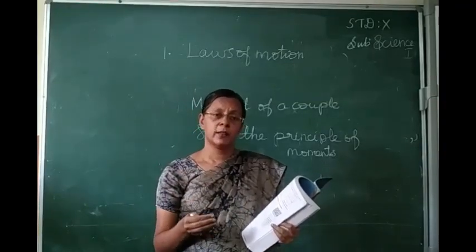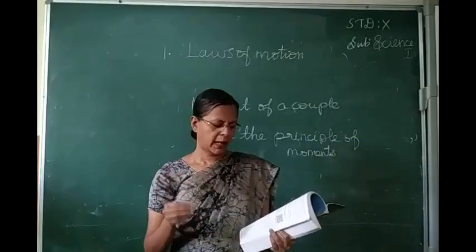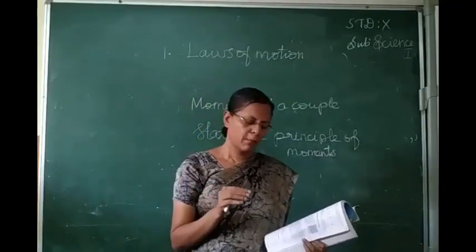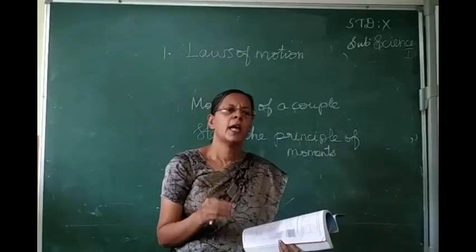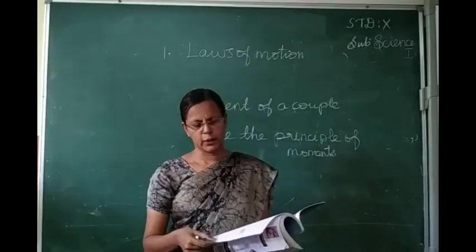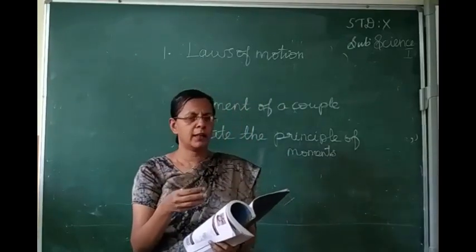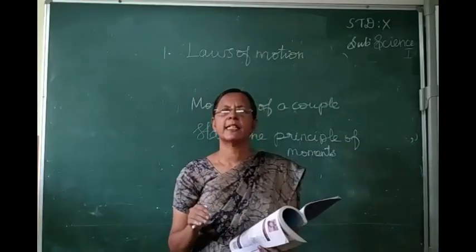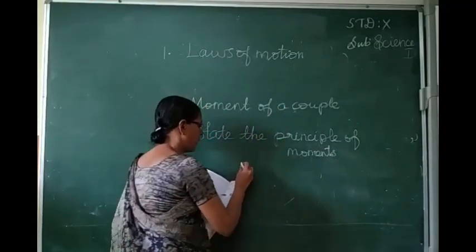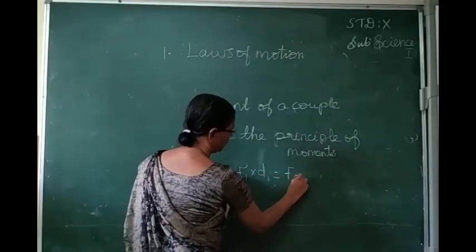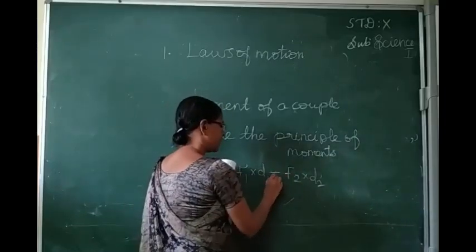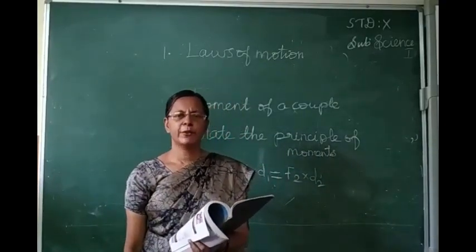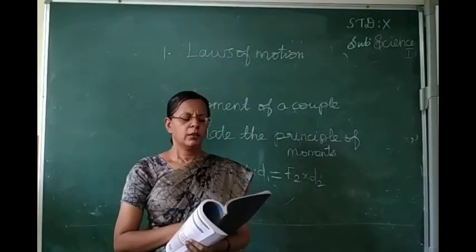Say once more. When a number of like and unlike parallel forces act on a rigid body and the body is in equilibrium, then the algebraic sum of the moments in the clockwise direction is equal to the algebraic sum of the moments in the anti-clockwise direction. Okay, this same statement you can say in other words: in equilibrium, the algebraic sum of the moments of all the individual forces about any point is equal to 0. While writing this statement, we have to write the formula also: F1 into D1 is equal to F2 into D2. Okay. All of you know. Now we can start the next question.